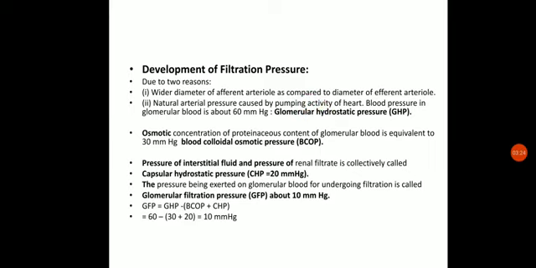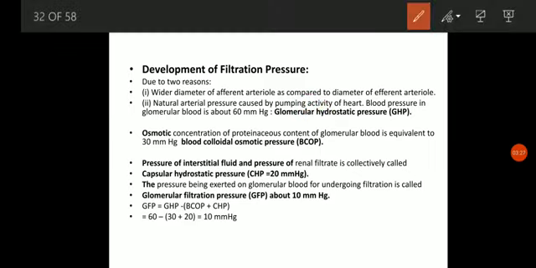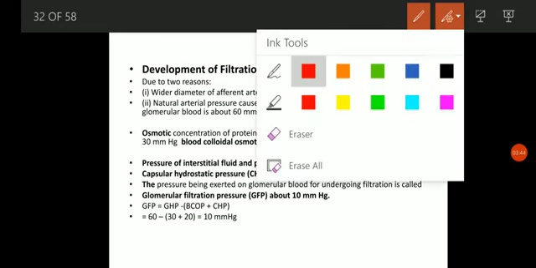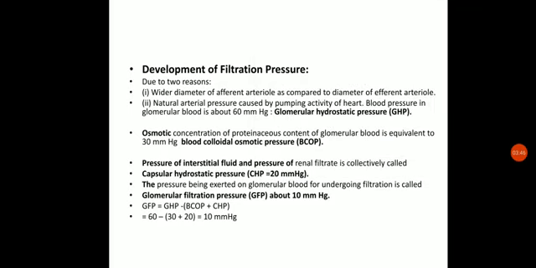Next, let us see over here how it works. Suppose this is the afferent arteriole and this is the efferent arteriole. Here this diameter is less compared to this. So when blood flows through this, it will be under high pressure.